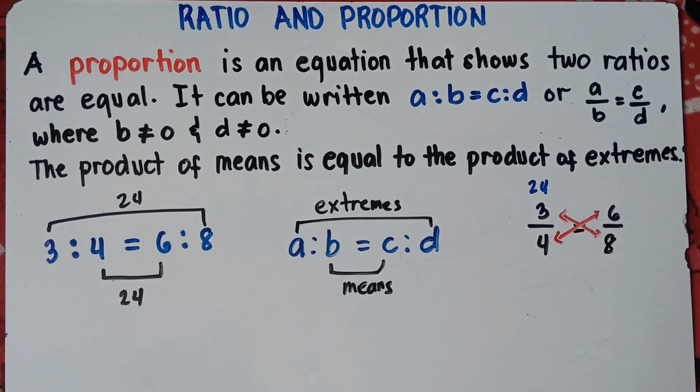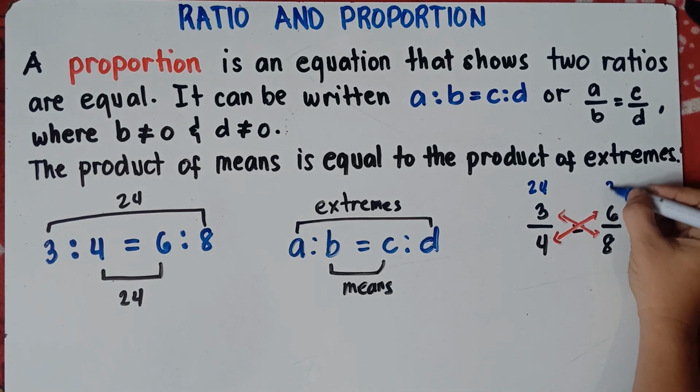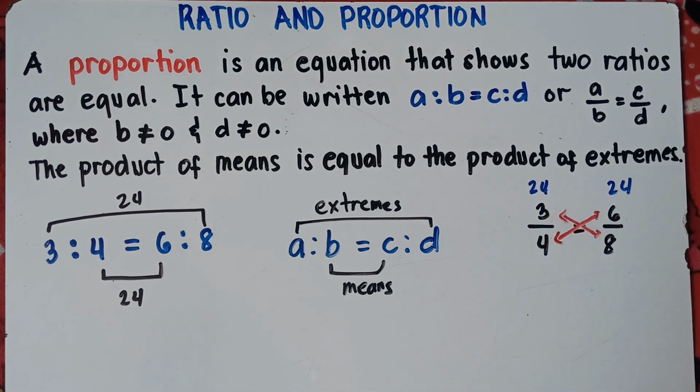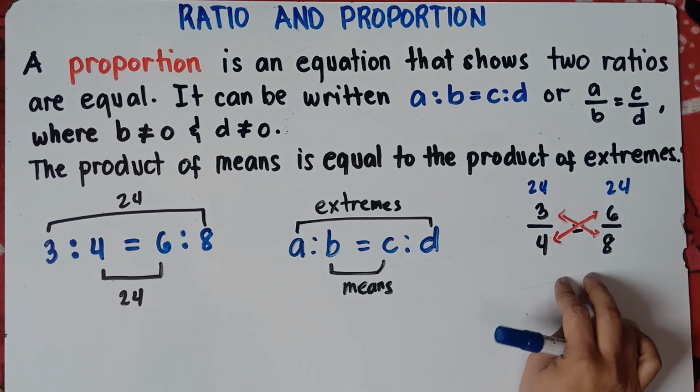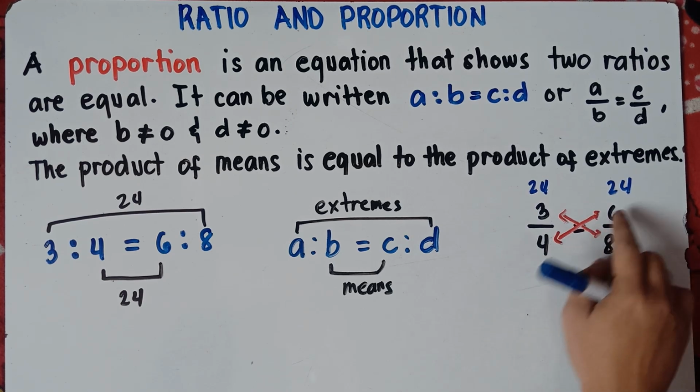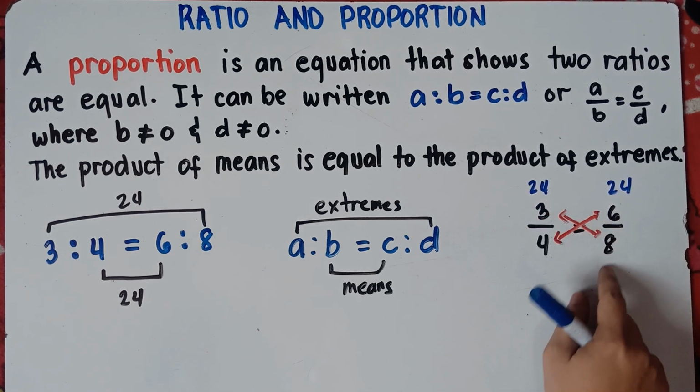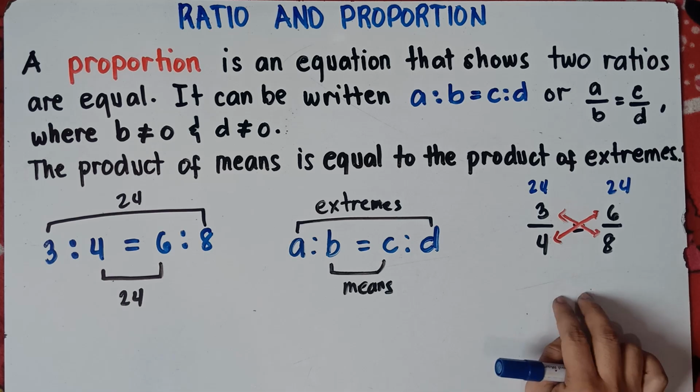What's the answer, class? 4 times 6 is 24. So 24 is the same as 24. Therefore, this is a proportion. Once again, 4 and 6 are the means, and 3 and 8 are the extremes. So that's also one of the scenarios, class.